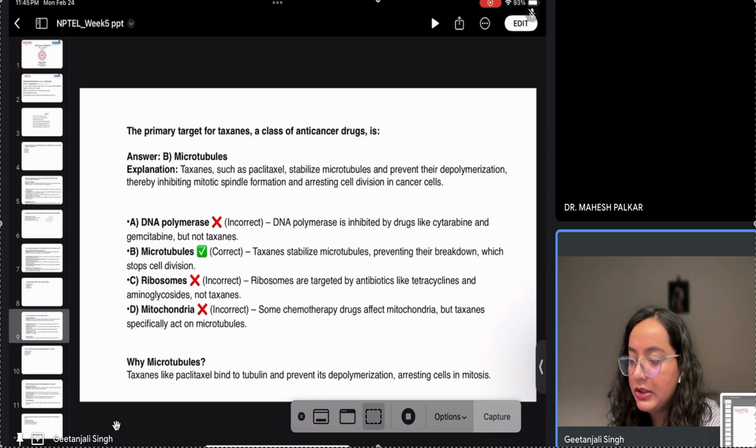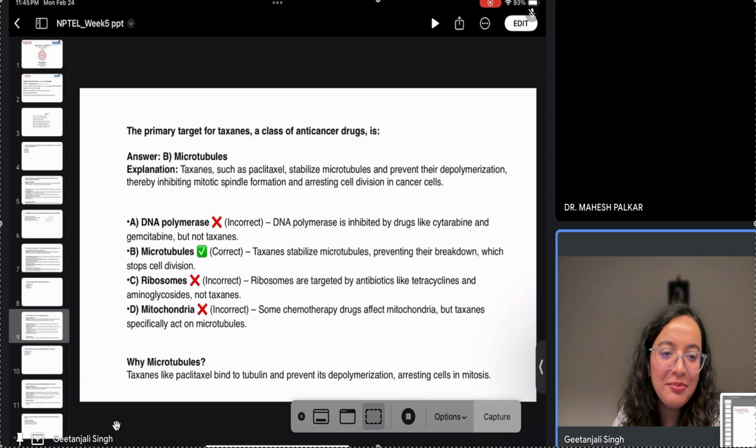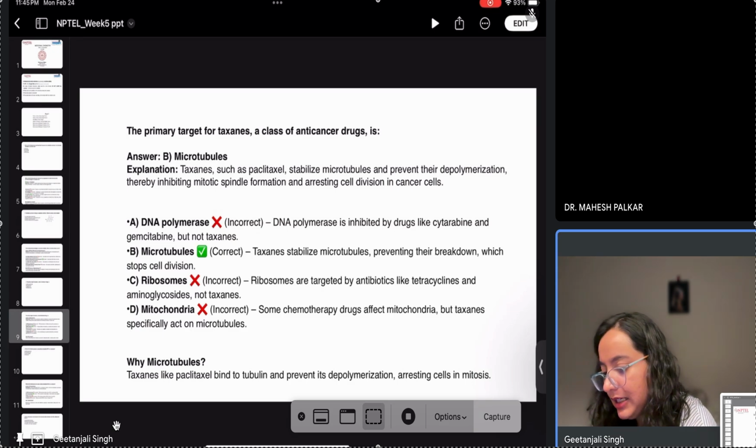DNA polymerase is inhibited by drugs like, you know, gentamicin. No, no, no. Forgive me, that's not the correct drug. I was confused while looking at the example. But yes, the target of taxanes are microtubules, not DNA polymerase or ribosome or mitochondria. Let's go to the next question.